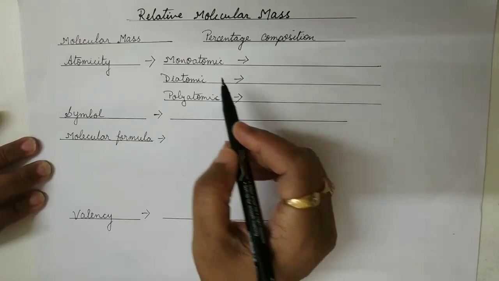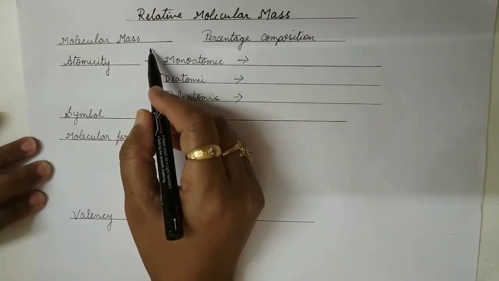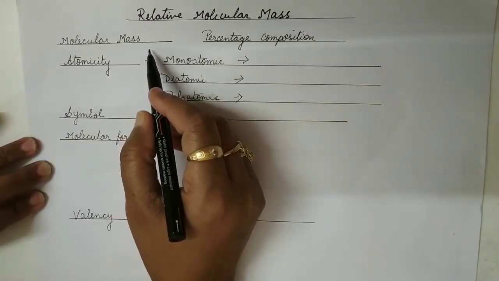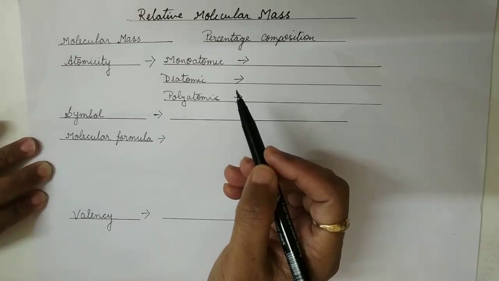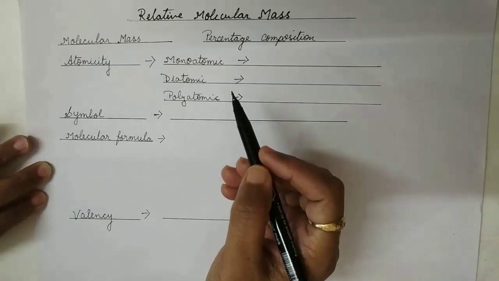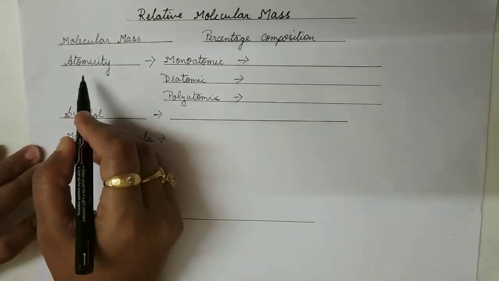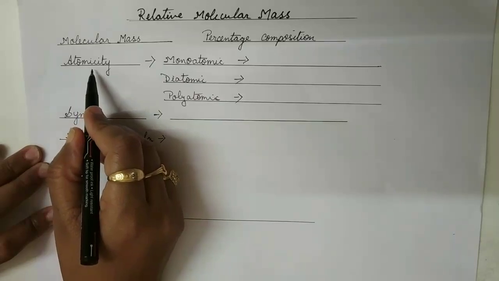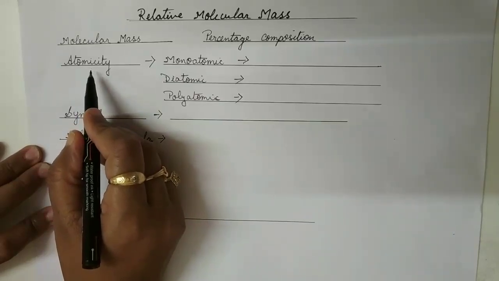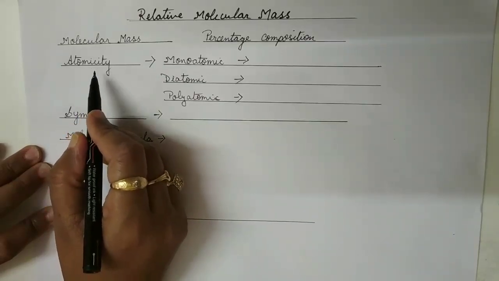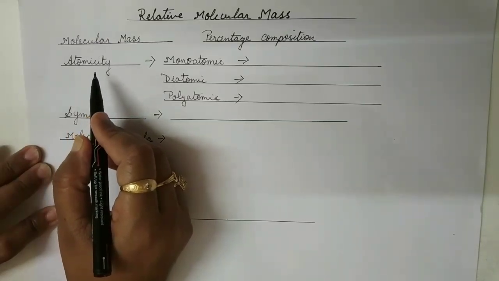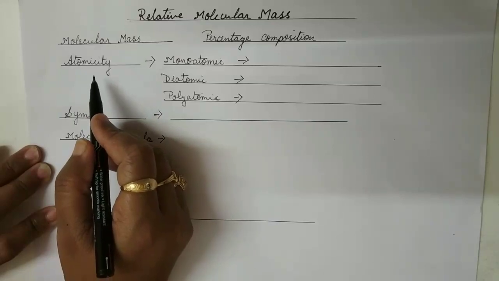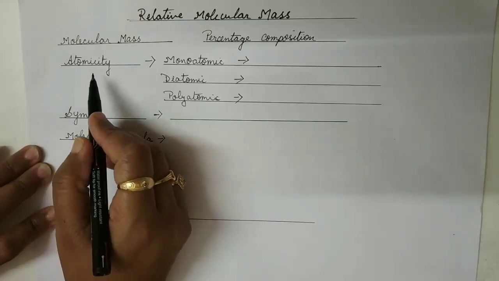Children, before I go to molecular mass, let us just revise the concept from standard 8. So the first topic would be atomicity. Atomicity is the number of atoms in a molecule of an element. So to make the molecule of an element, how many atoms are there?